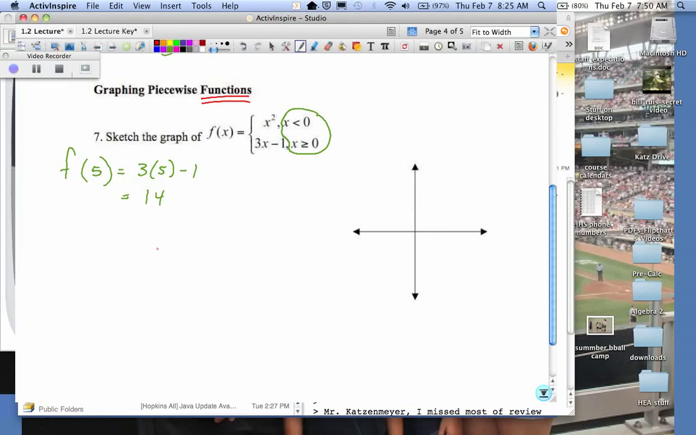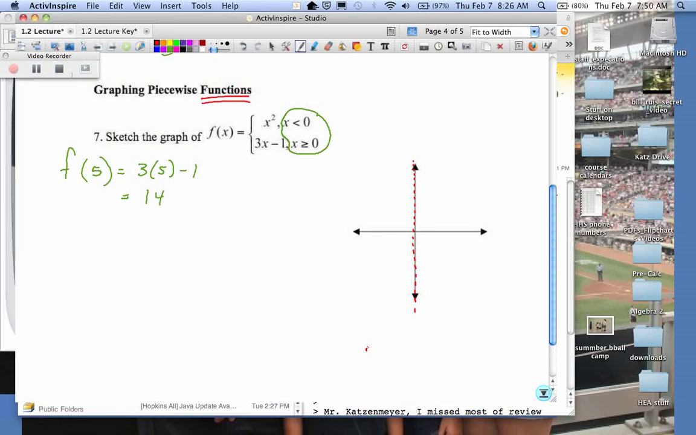So what I like to do when I graph these is, 0 is the cutoff. I just put a dotted line where the cutoff value is. Yesterday we worked where the cutoff was at 1. Today it is 0. So put the dotted line there. It just helps you visualize what's happening.